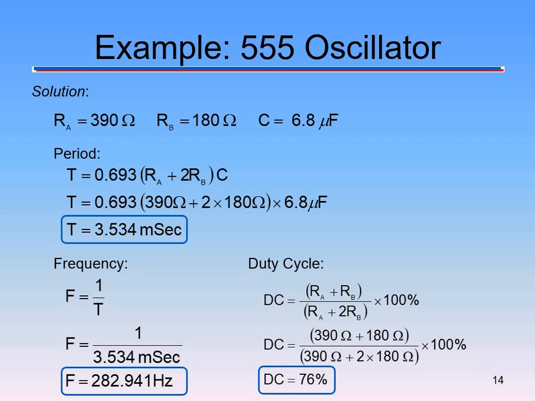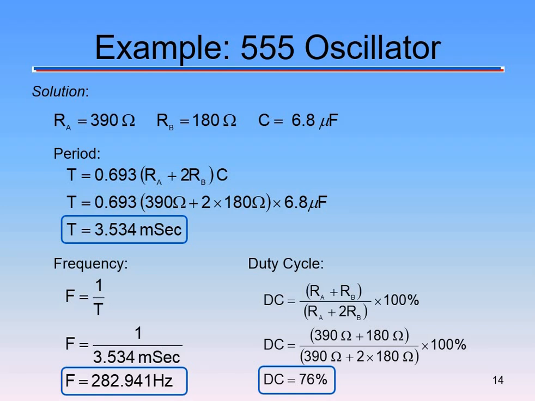RA plus RB divided by RA plus 2RB times 100%. So our duty cycle is 76%. So make sure that you have all this stuff written down in your notes. Otherwise you'd have to take the time to find the time high equation and then use the time high in the period. You could do it that way as well. It's not wrong. Just sometimes, work smarter, not harder, so work with what's given to you. Don't make the problem harder than it needs to be.